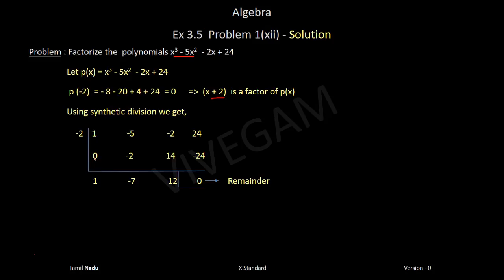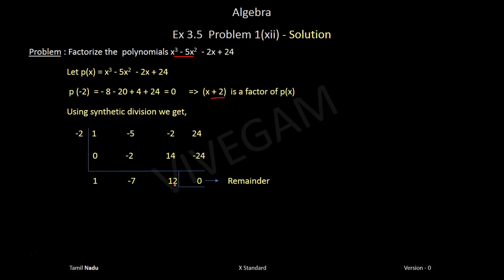So 1 plus 0 is 1, 1 into minus 2 is minus 2, minus 5 minus 2 is minus 7, and this is 14. Minus 2 plus 14 is 12. 12 into minus 2 is minus 24. And I think I missed to tell you, so in all these cases, you will get 0 as a remainder. If you don't get 0 as a remainder, then there is something wrong. You'll have to check your working. Okay, right? Now we have this.